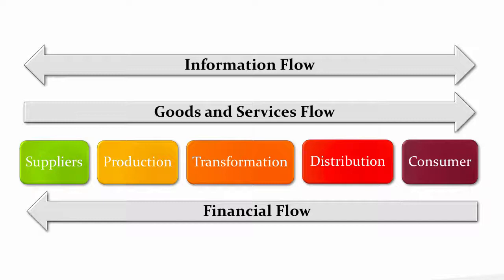The second basic flow is the money, the financial flow, the cash flow, you name it. And this one goes the other way. It starts in the consumers. It goes from consumers to producers, or also, depending on the case, to suppliers. Consumers pay for the goods and services, and the money goes back to producers.